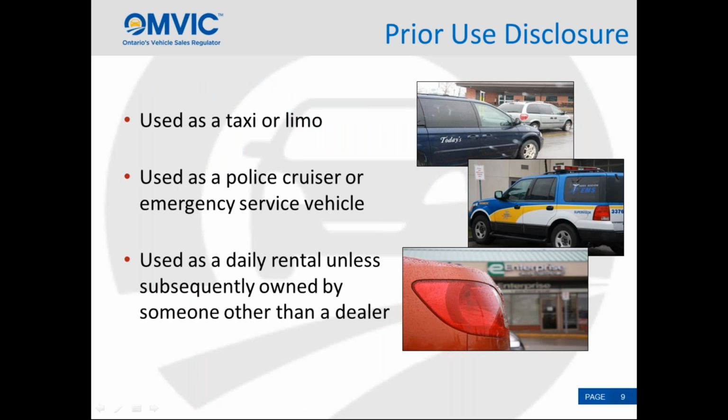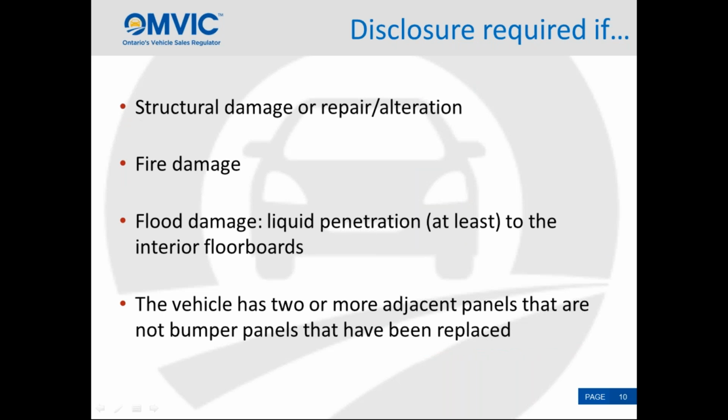Similarly, prior use disclosure. If the vehicle was previously used as a taxi or limo, an emergency service vehicle, for example a police cruiser, or a daily rental, and not subsequently owned by a consumer, this too must be disclosed in writing when you're wholesaling a vehicle to another dealer.